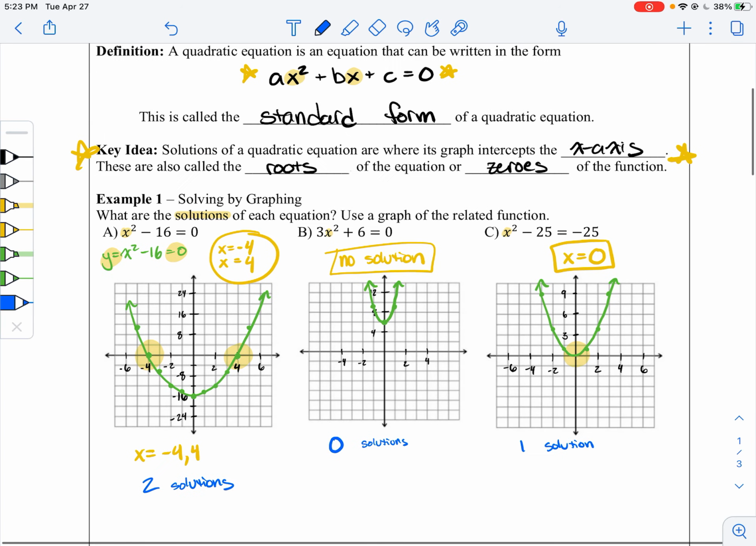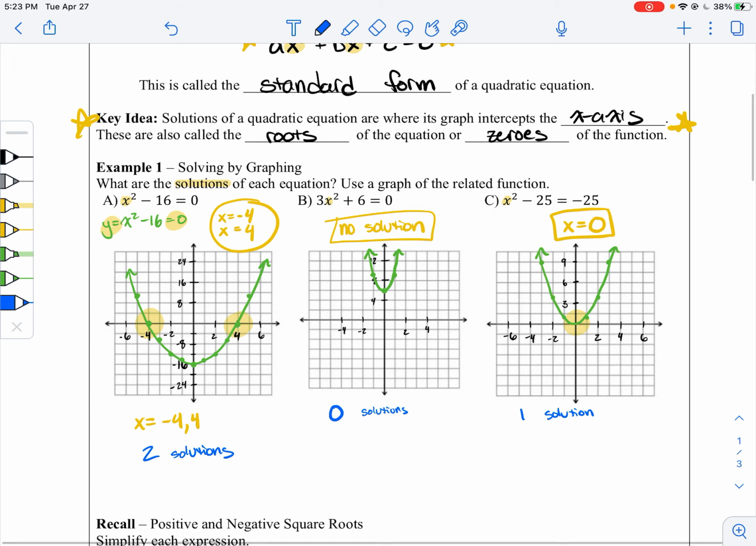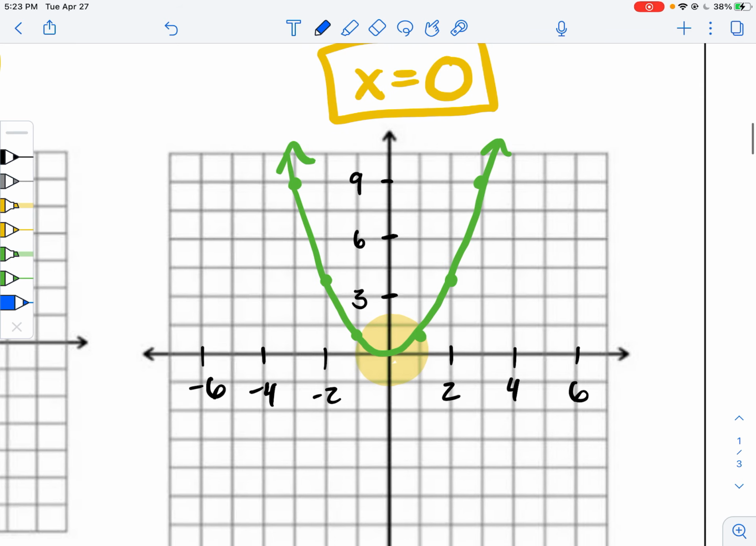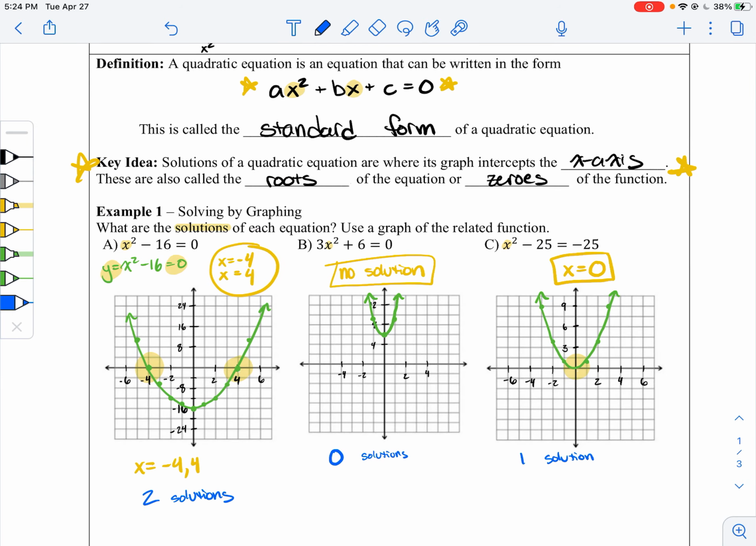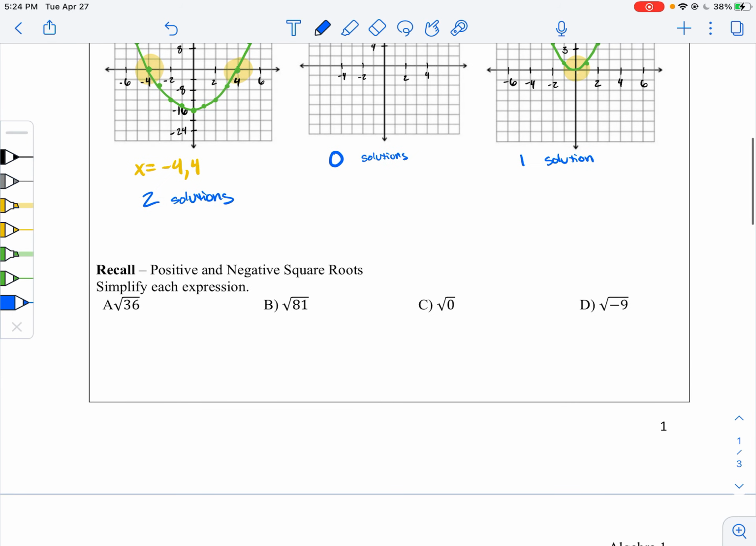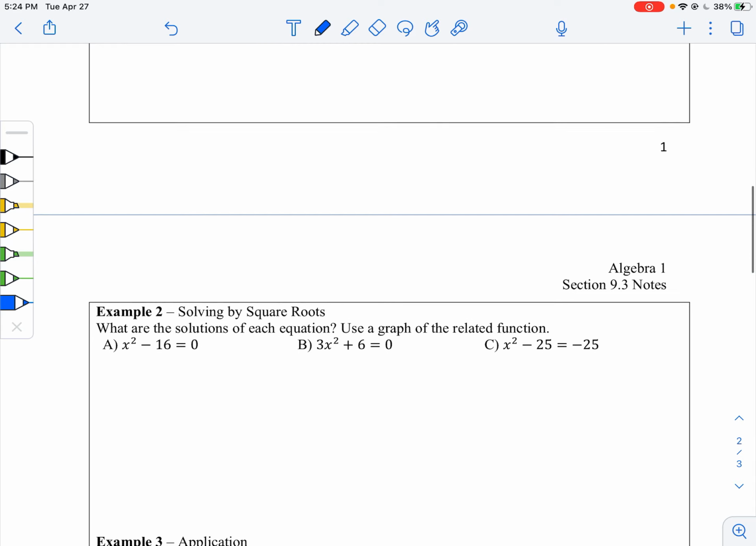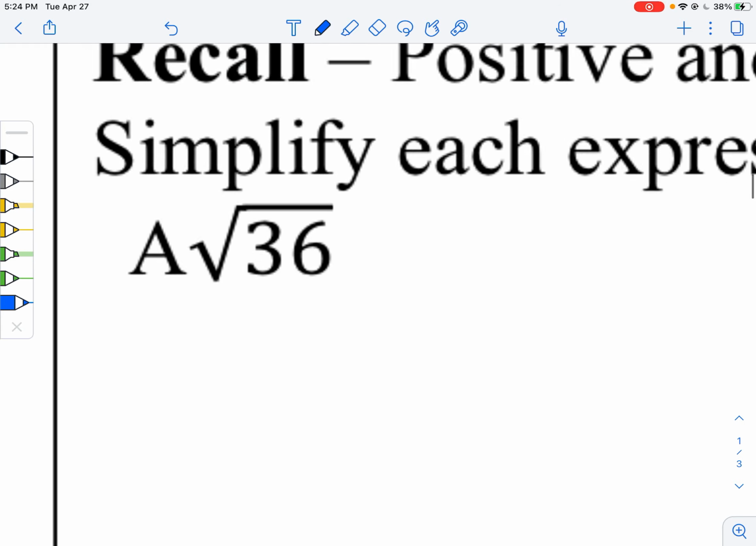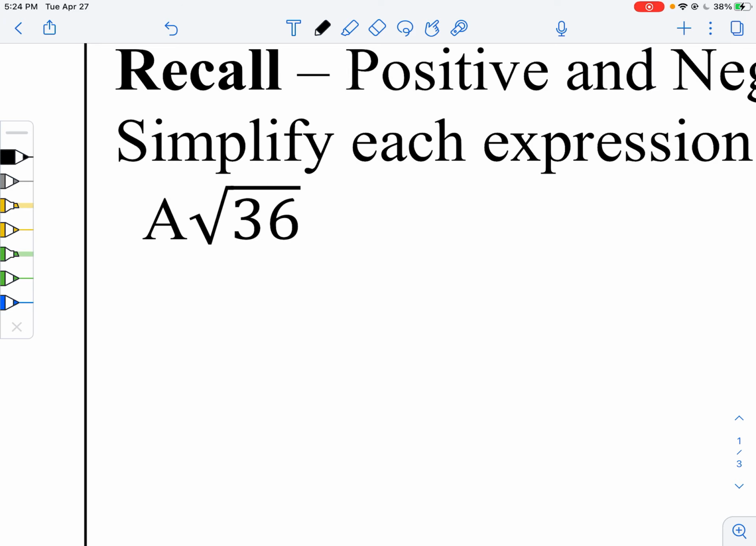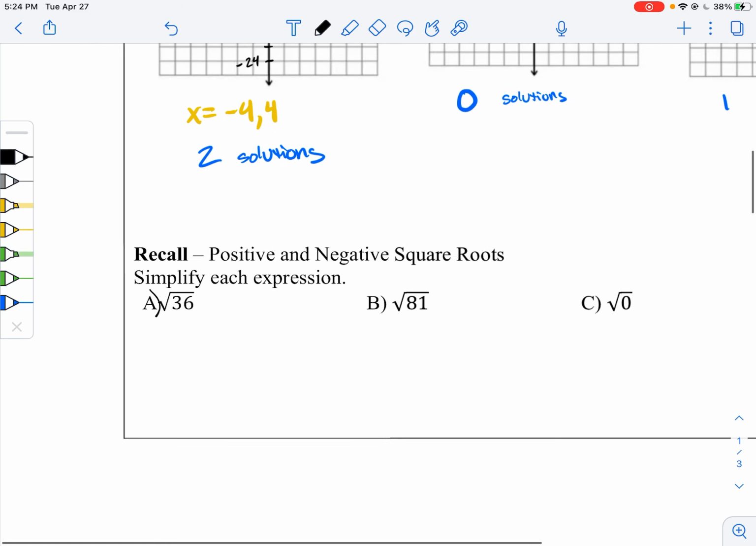Okay, so graphing is really nice when you can look at the graph, but it takes a long time to make a graph of a function. If you have a graphing calculator, that's super fast. But otherwise, there's a faster way. Before I tell you that faster way, let's review some concepts.